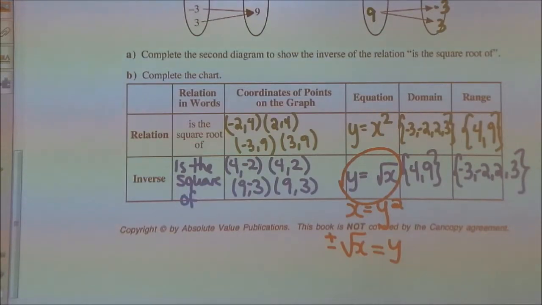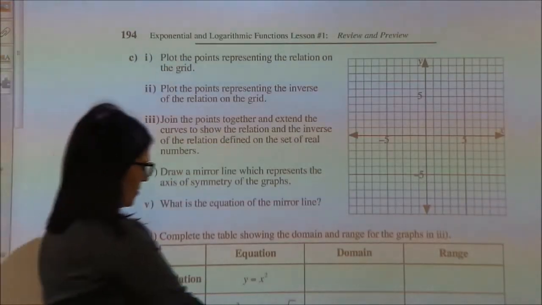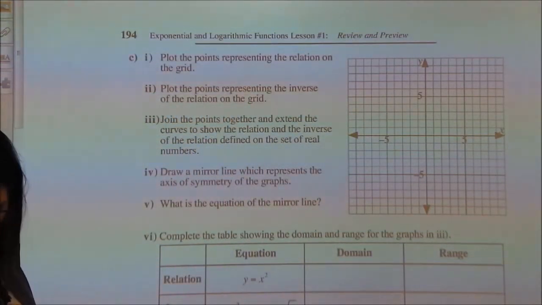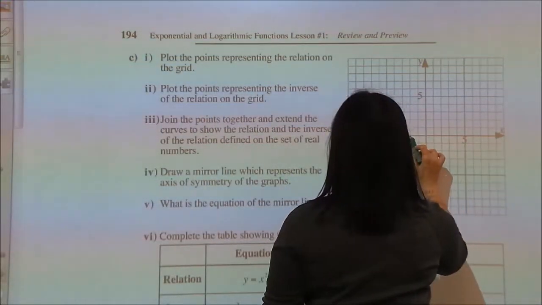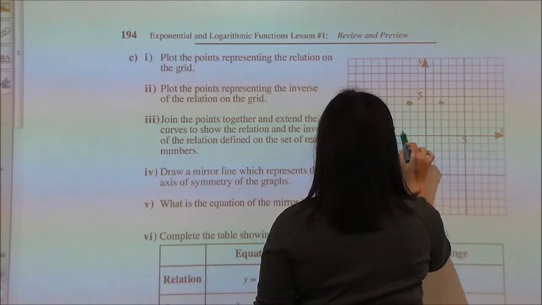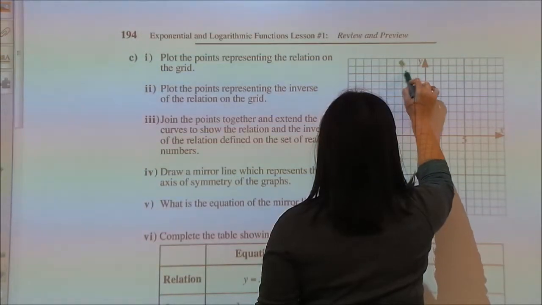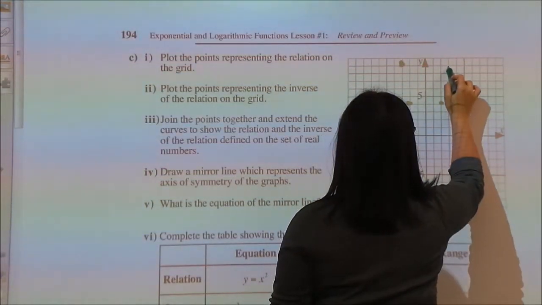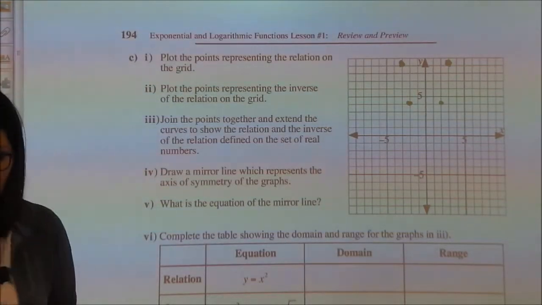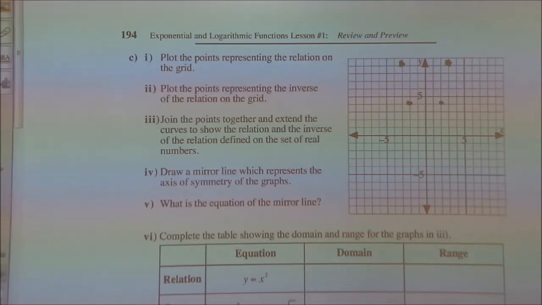Okay, so on the next page, we're going to plot these points. So I'm going to plot the original function in green, and those were my coordinates of negative 2 and 4, positive 2 and 4, negative 3 and 9, and positive 3 and 9. Remember, this relation was my y equals x squared.